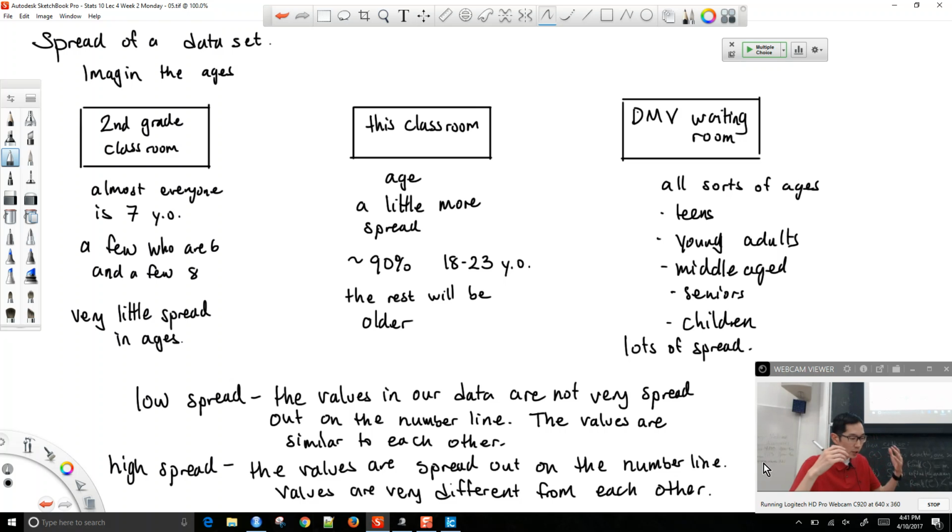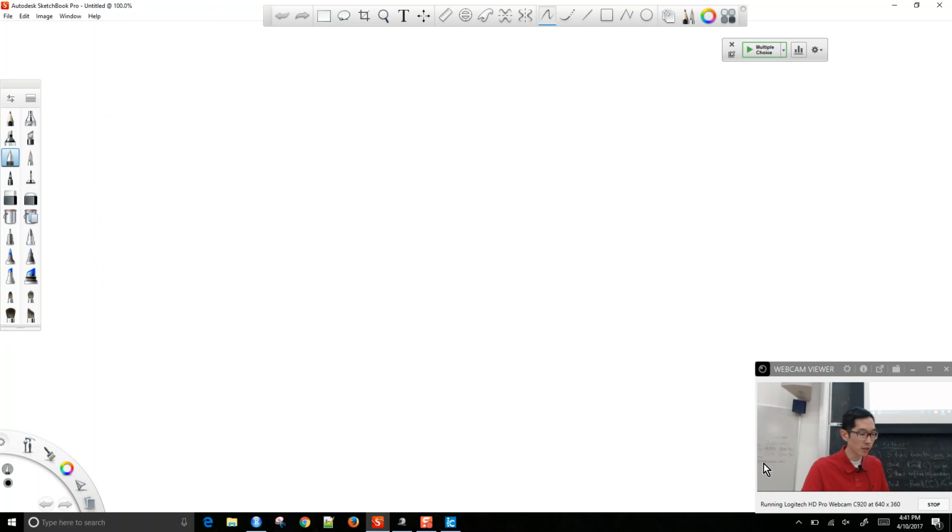All right, and so I'm going to introduce this concept of standard deviation. The standard deviation is a very important value that we use in statistics, and the big picture idea behind the standard deviation is that it is a way to assign a number to the spread. Okay? So the standard deviation is a way to quantify the spread.